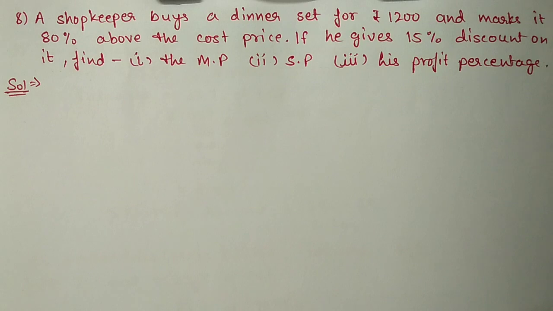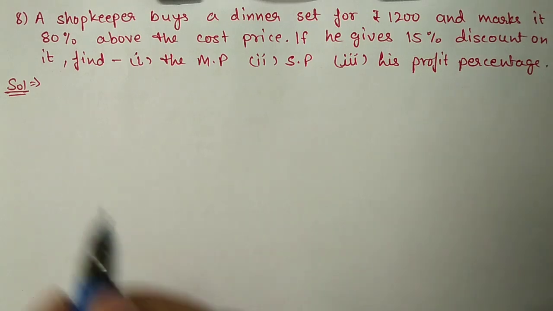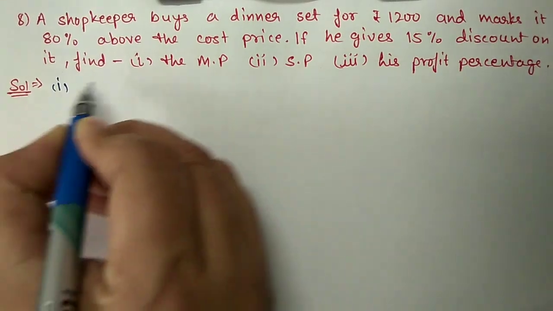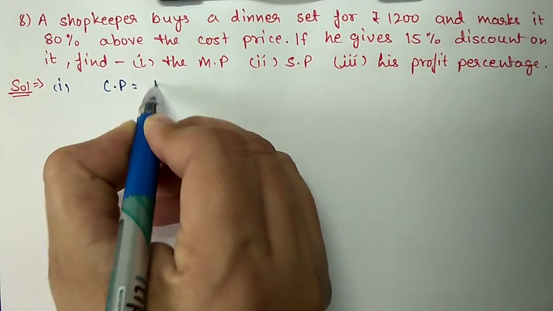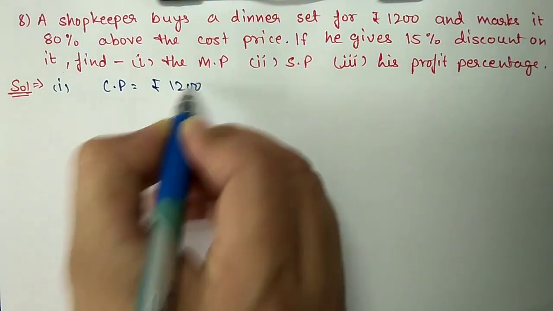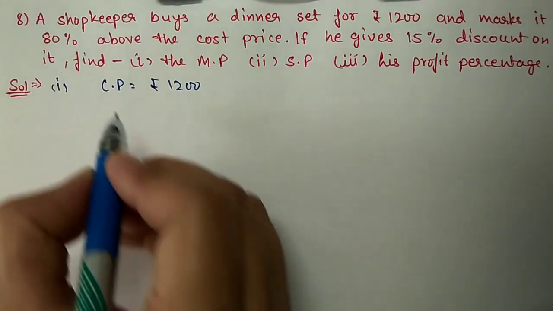Next, question number 8. A shopkeeper buys a dinner set for 1200 rupees and marks it 80% above the cost price. If he gives 15% discount on it, find first mark price, selling price and his profit percentage. So first, cost price is given here, 1200 rupees. With the help of cost price we have to find out the mark price.